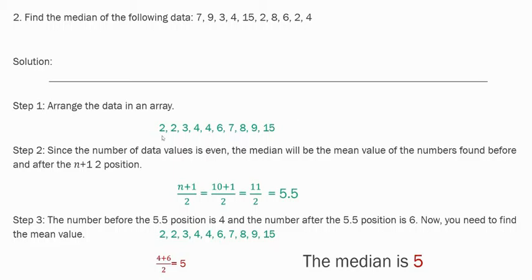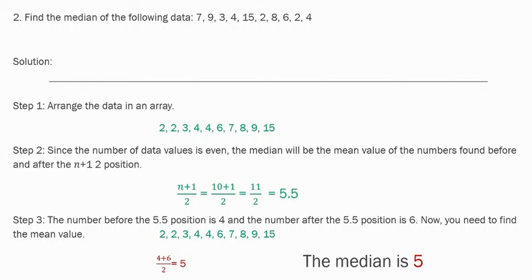First you have to arrange it in an array, and then you're going to identify the 2 middlemost values. So we have 4 plus 6 divided by 2. That will give you 5. Ito naman, if you want to know the position of the median, kung marami naman yan, or if you are not going to easily identify it from the distribution.